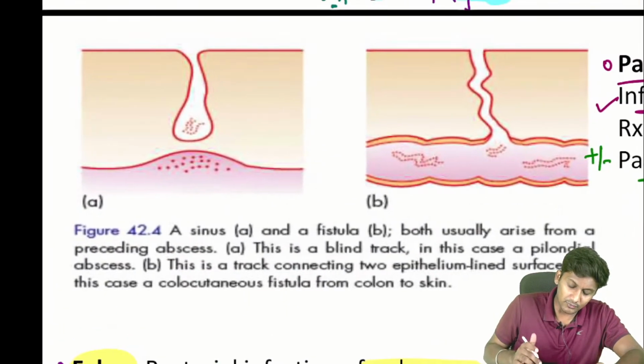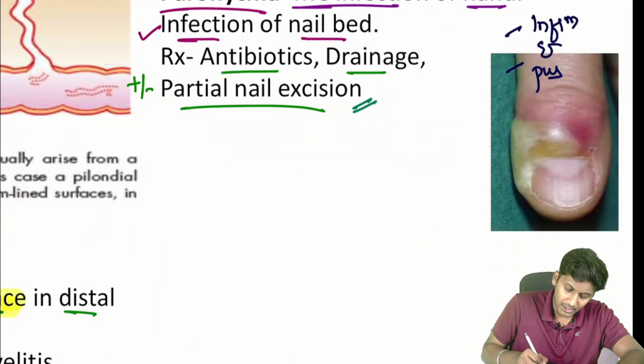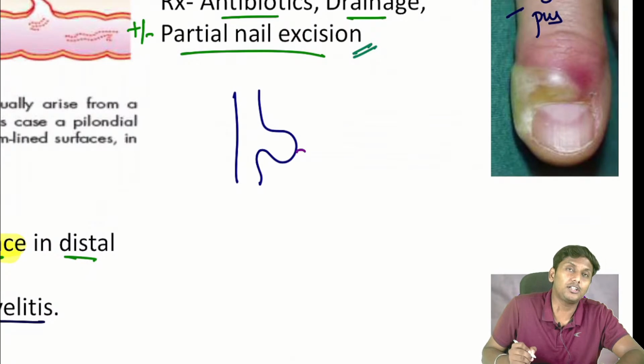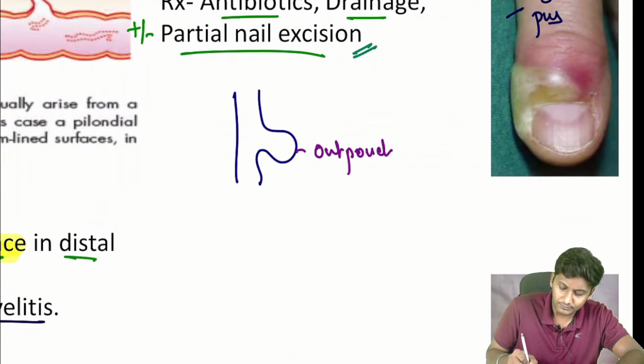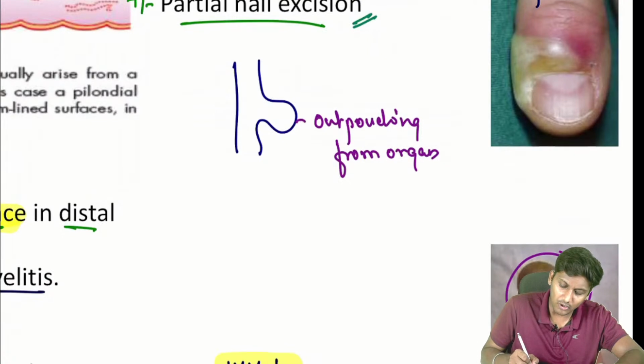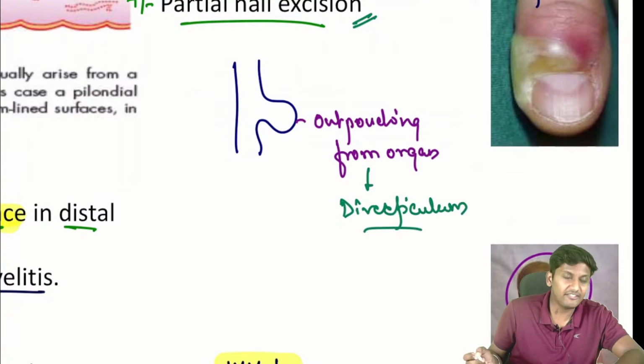Next important is this one. What is this, children? Can you see? First of all, if there is outpouching from an organ, there are three important terms that you have to be aware of. Outpouching from an organ is called what? Outpouching from an organ is what is known as a diverticulum. You have to remember, if a pouch is forming outward from an organ, that is known as a diverticulum.